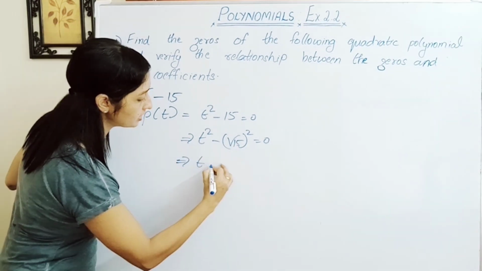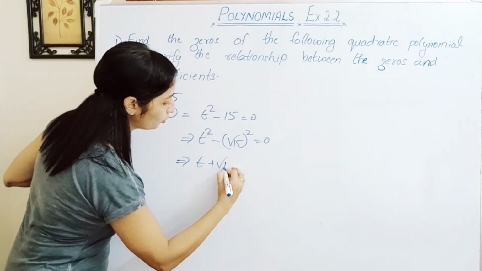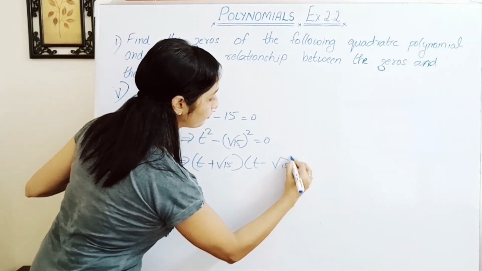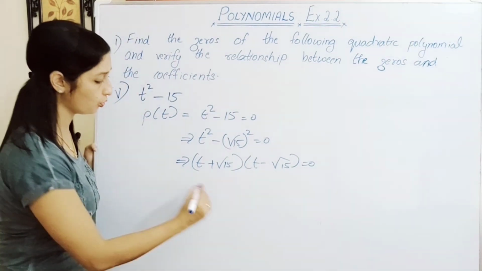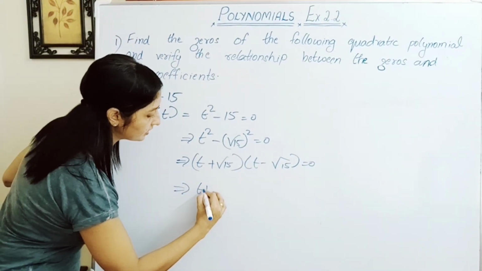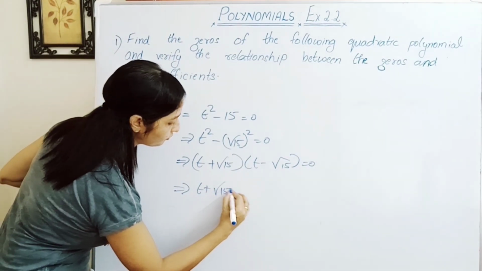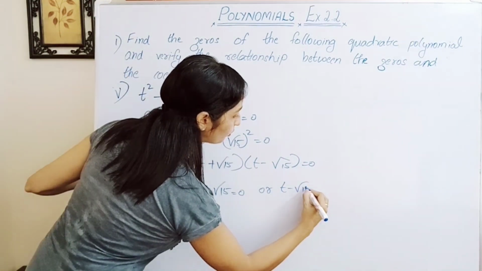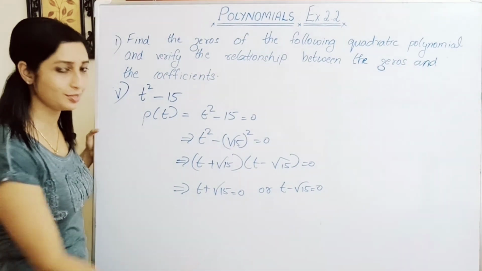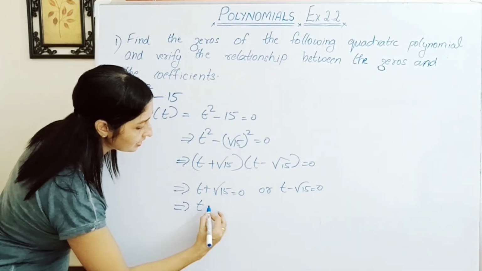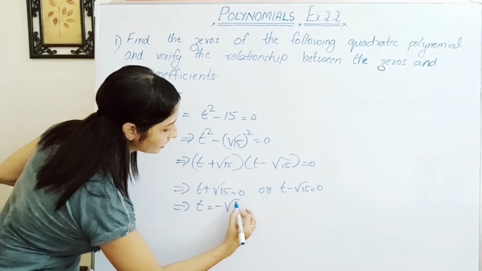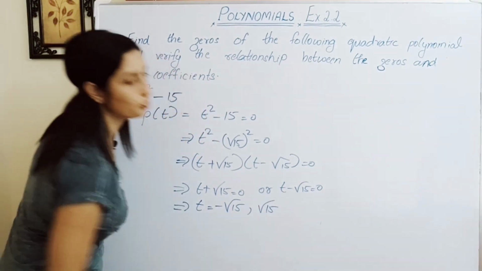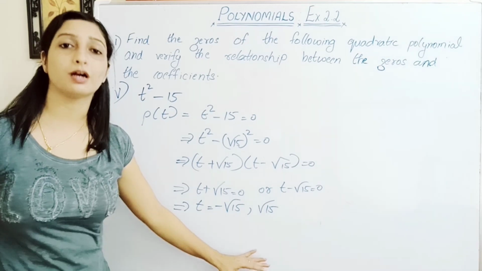So this implies (t plus root 15) into (t minus root 15) equals 0, which implies either t plus root 15 equals 0 or t minus root 15 equals 0. This implies t is equal to minus root 15, plus root 15. So now we have got our zeros.